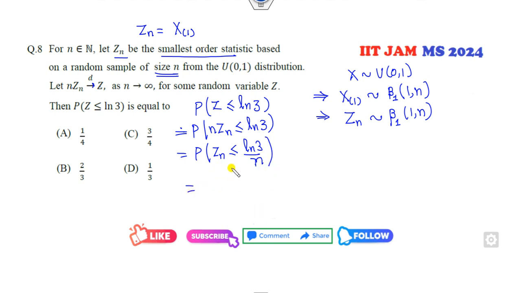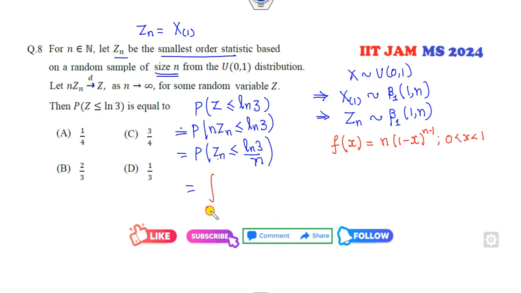Either you can use the PDF or you can use the CDF, if you know the CDF of the beta distribution. Otherwise I know the PDF of this. If I write it as x, what is the PDF of this? n times (1 minus x) to the power n minus 1, whenever x lies between 0 and 1. So this is my x.